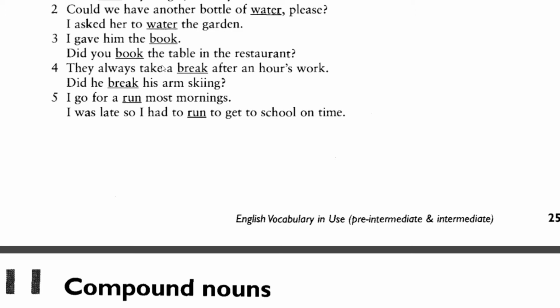Number 3, I gave him the book. And did you book the table in the restaurant? In the first example, a book is a group of papers together, which we read, which we write. In the second, did you book the table in the restaurant, book means to reserve. So the meaning is totally different between the word in the first example and the word in the second example.